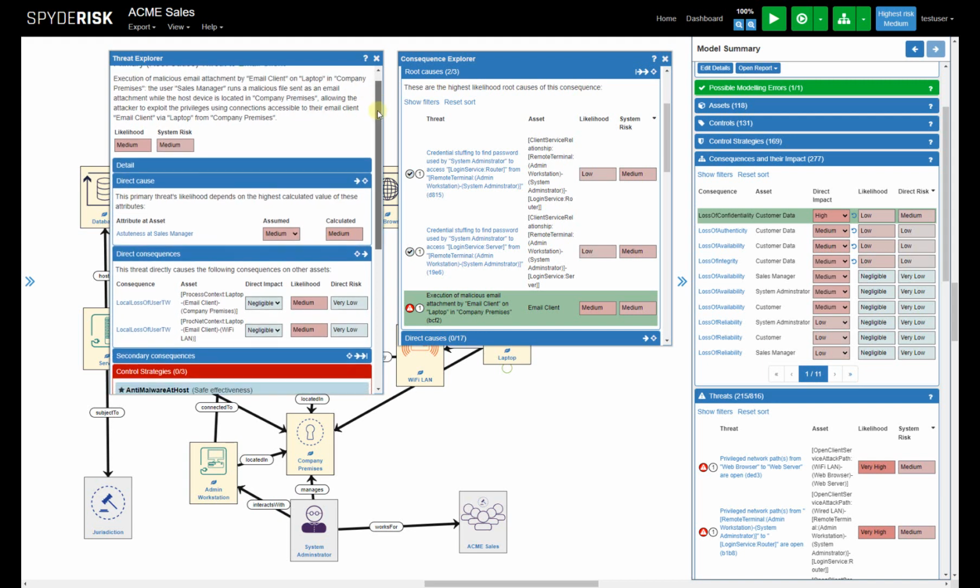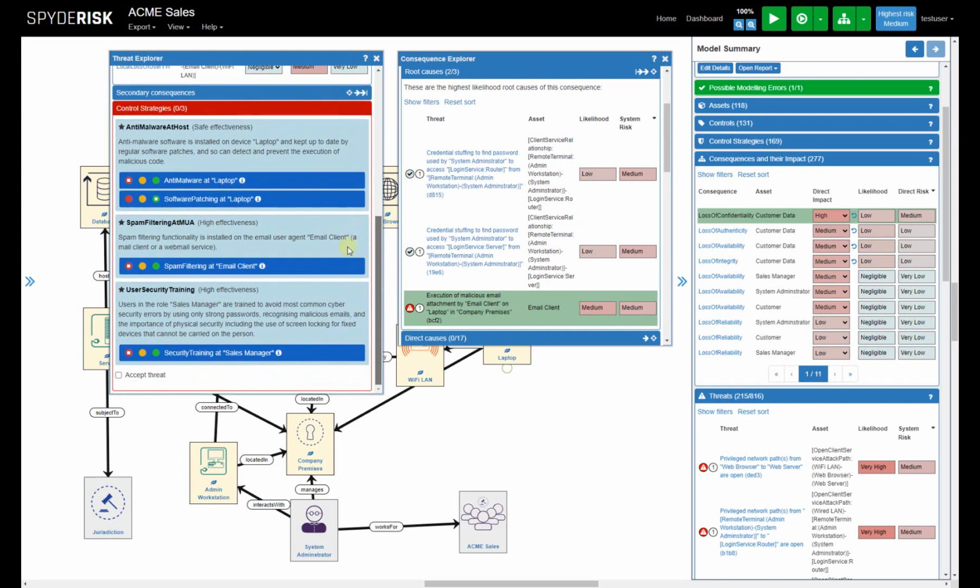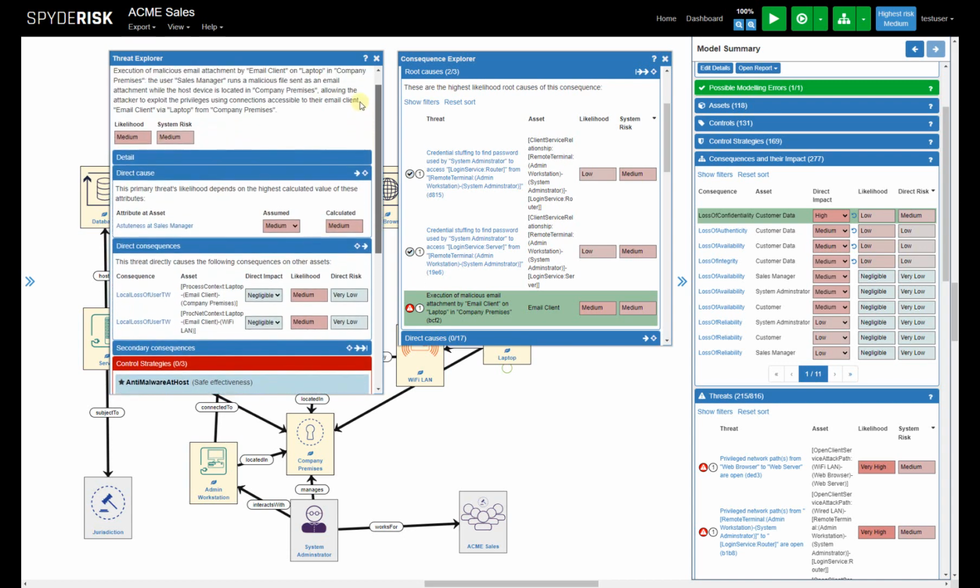Can we address that? Well, if we scroll down to the bottom, it's going to present us with different control strategies that we could put in place to address this problem. And it appears that when I was adding the controls to the system, I added on software patching at the laptop, but I didn't remember to put on anti-malware at the laptop. So that's why this event can occur, which then cascades onto other issues, including the loss of confidentiality of the customer data. And we could explore step by step through these explorers.